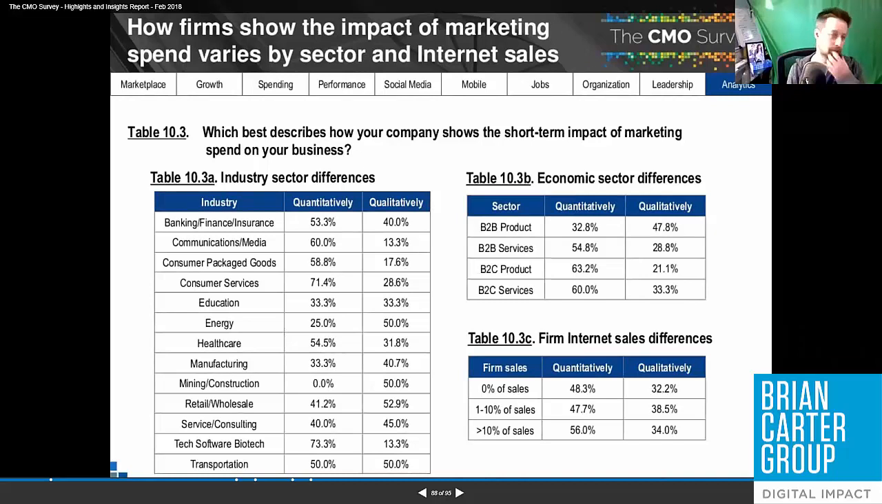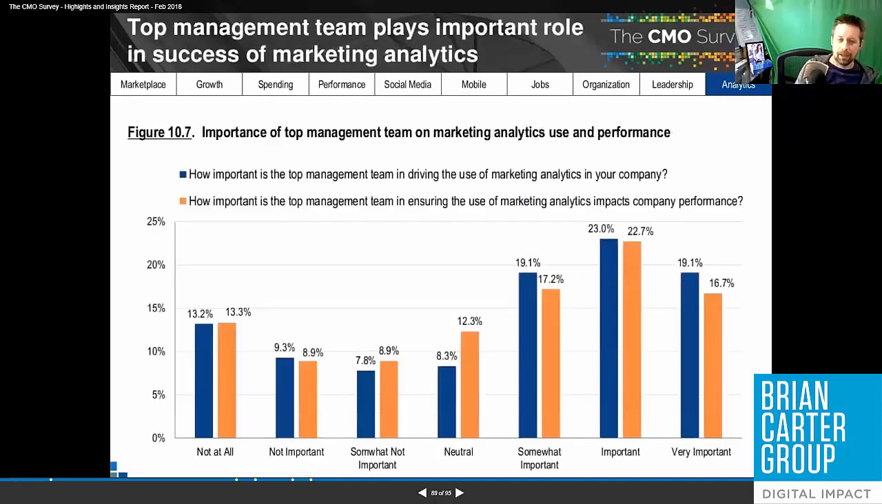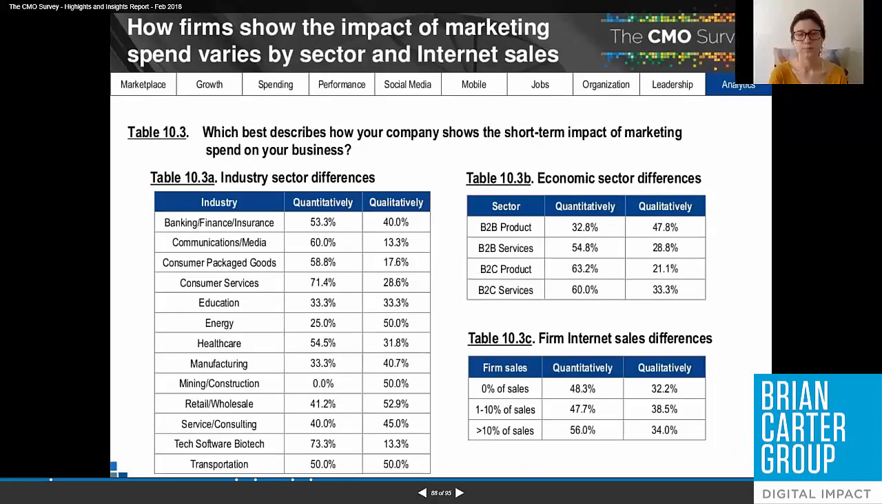How firms show the impact of marketing spend varies by sector and internet sales. How does your company show the short-term impact of marketing spend on your business? Quantitatively, qualitatively? Oh, this is my chart. So that's really interesting. I would love to see that broken out visually. So this is how scientific you are at figuring out how your marketing spend improves your business.